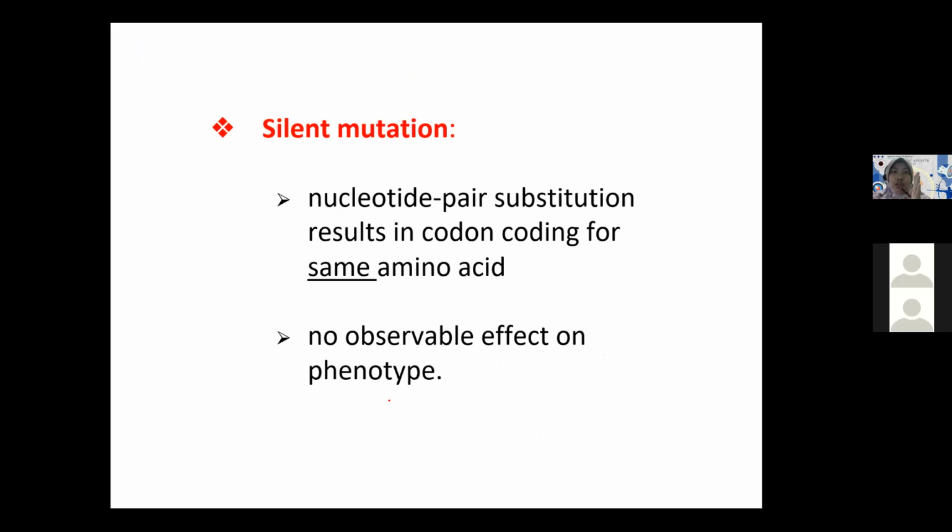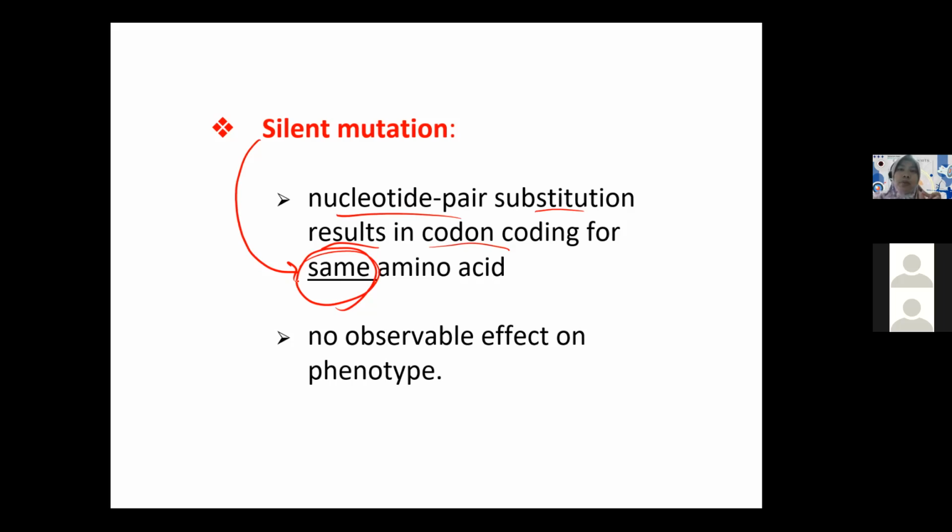Okay, ingat this is due to substitution. Okay. Betul kan substitution? Yes. Okay. Nucleotide pair substitution result in codon coding for the same amino acid. So this is what we call as silent. Maknanya apa? Berlaku mutasi. Yes. The nucleotide and its base pairing has changed, right? Due to substitution, bertukar. So bila one nucleotide bertukar, its partner or its complementary base pair also bertukar.